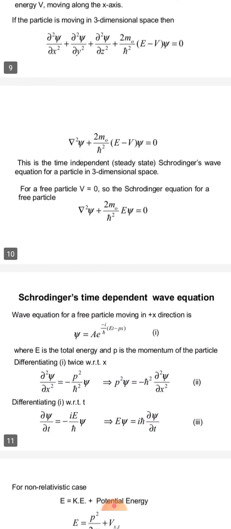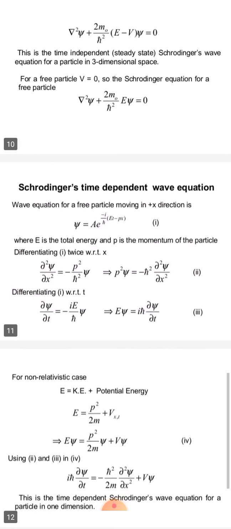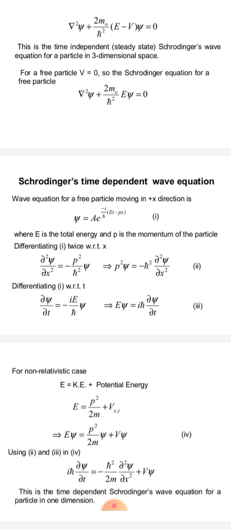Next, Schrodinger's time dependent wave equation. The wave equation for a free particle moving in the plus x direction is psi equals a e power minus i divided by h cross (Et minus px), equation 1, where E is the total energy and p is the momentum of the particle. Differentiating equation 1, dou squared psi by dou x squared equals minus p squared divided by h cross squared psi. So p squared psi equals minus h cross squared dou squared psi by dou x squared.